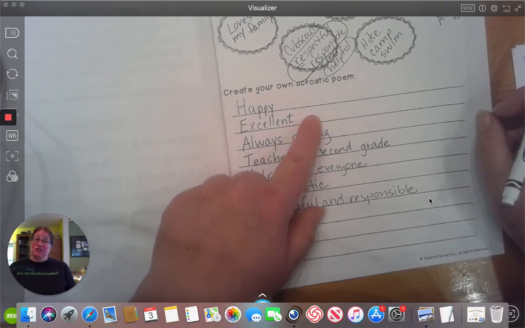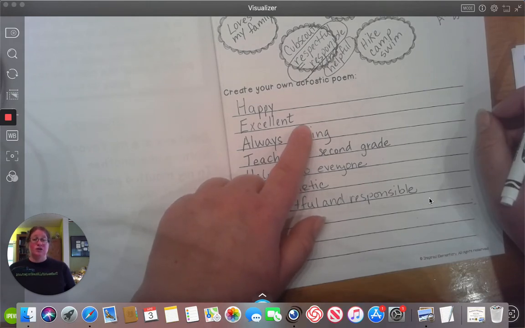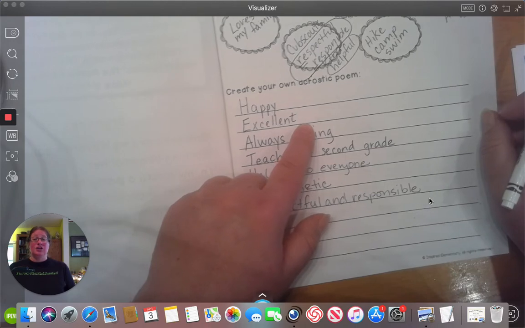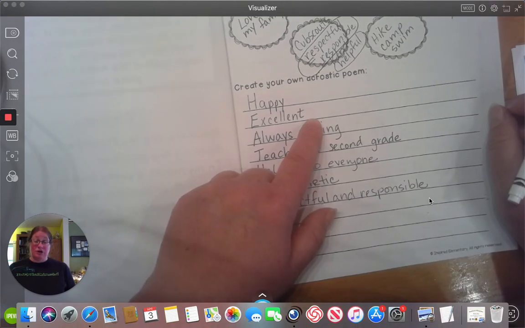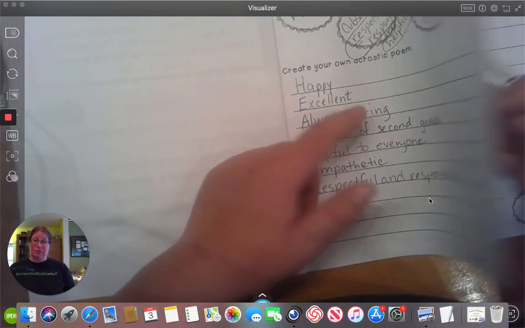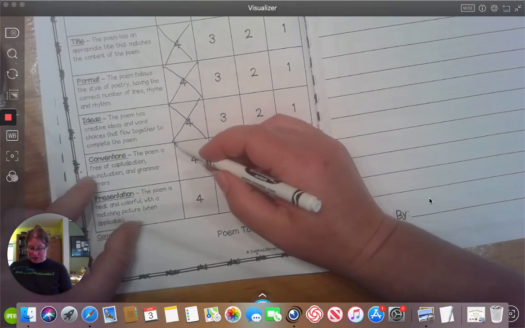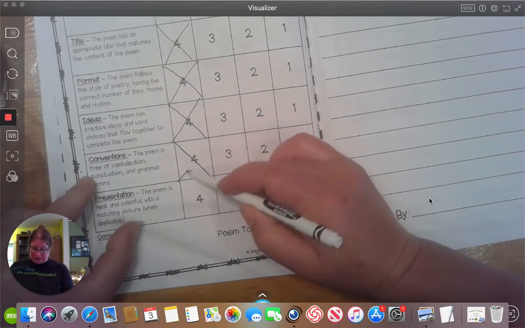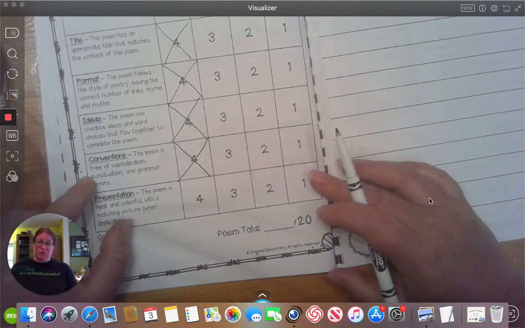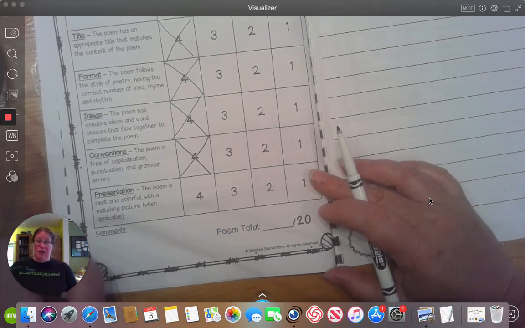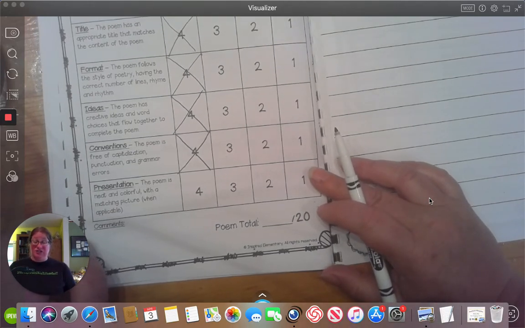You do need to check to make sure that you have no punctuation, because if you included punctuation, you're going to take 1 point off. So, if you used punctuation, take a point off, and it's okay. I did not use punctuation. I have capital letters where they need to be, and I spelled my words as best as I can. And if I needed to, I would Google them.